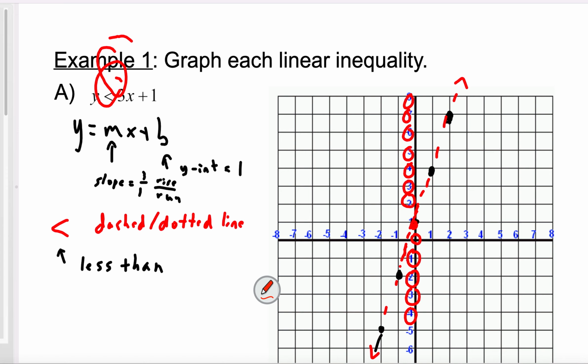So this portion up here is going up. This portion down here is going down. You want to shade in the portion where it's smaller values, smaller y values. That's all down here on this side of the line. These y values are all less than. So go ahead and shade on that side.